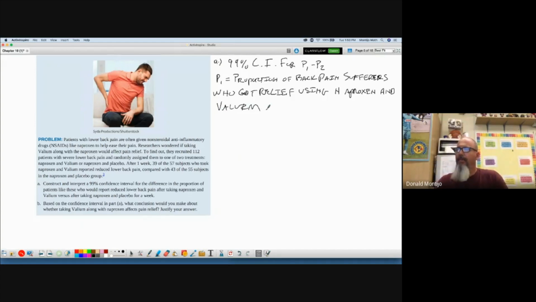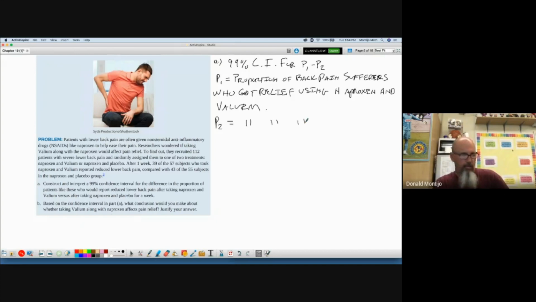Okay, I don't want to take the time in the video to write out P2, but what is P2? It's the true proportion of back pain sufferers who got relief using naproxen and placebo. So we know we have now defined our parameters. So I'm not going to write all of this out again, but you would need to spell this out for them again. What is P2? What are we trying to estimate?